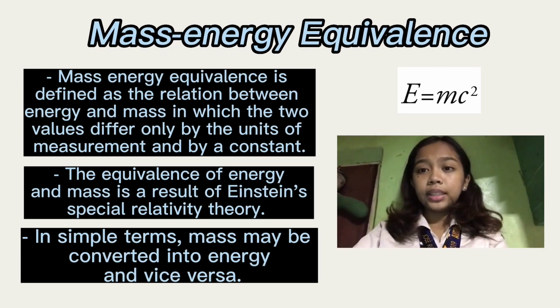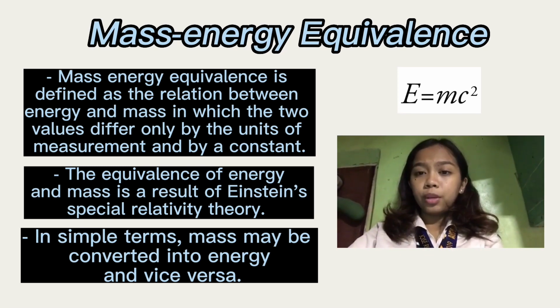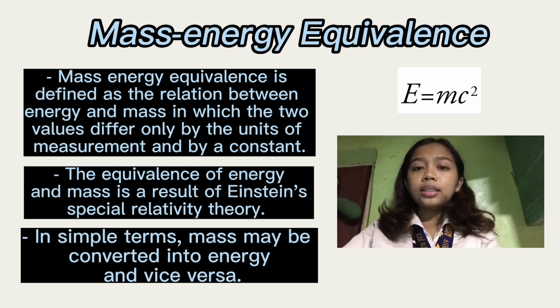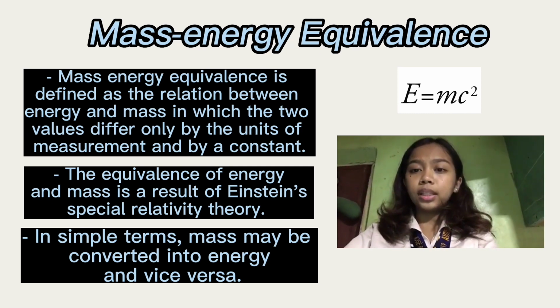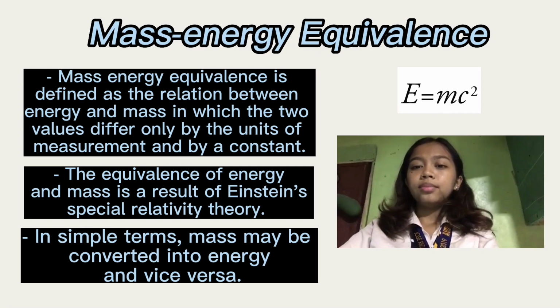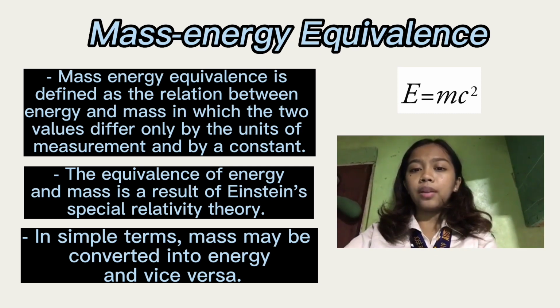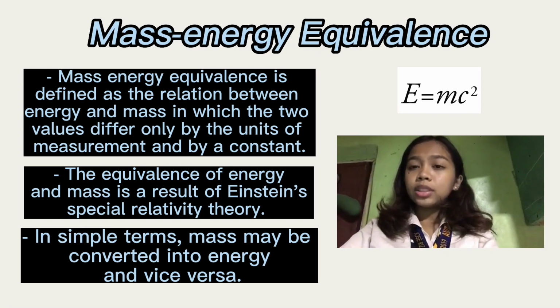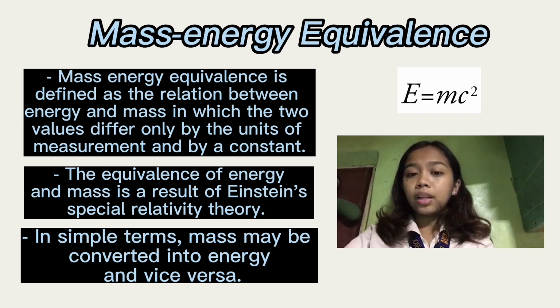Mass-energy equivalence is the relationship between mass and energy in a system's rest frame, where the two values differ only by a constant and the units of measurement. The principle is described by physicist Albert Einstein's famous formula, energy equals mass times the speed of light squared. The formula defines the energy E of a particle in its rest frame as the product of mass with the speed of light squared.